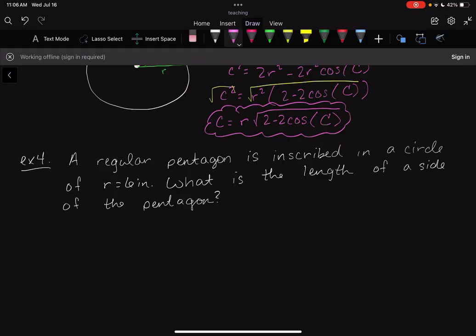The fact that it's a regular pentagon, well, pentagon, what is that? How many sides does it have? So that's 5 sides. The fact that it's regular means all the sides are the same length. And if it's inscribed in a circle, it means it's perfectly done to where the points of the pentagon are touching the points of the circle.